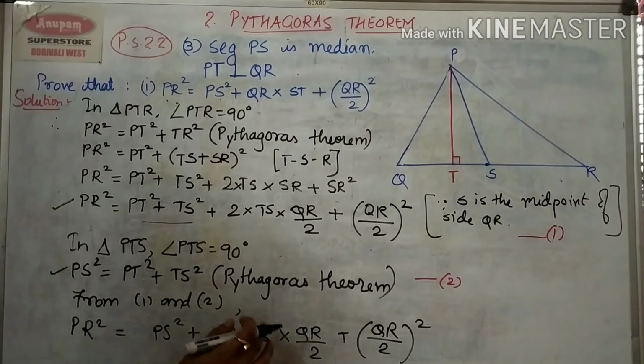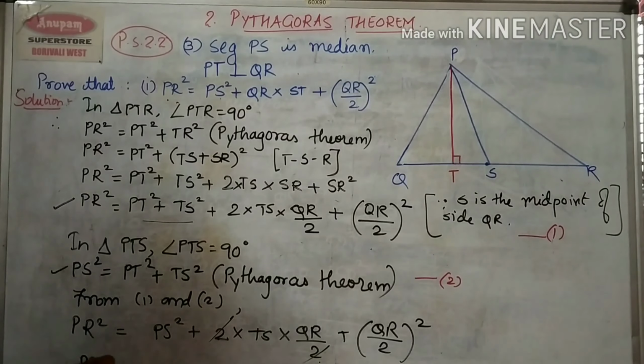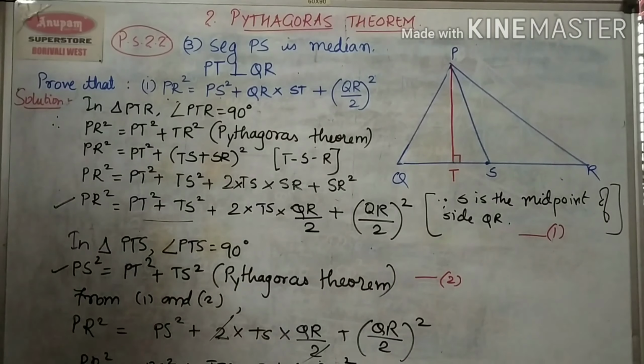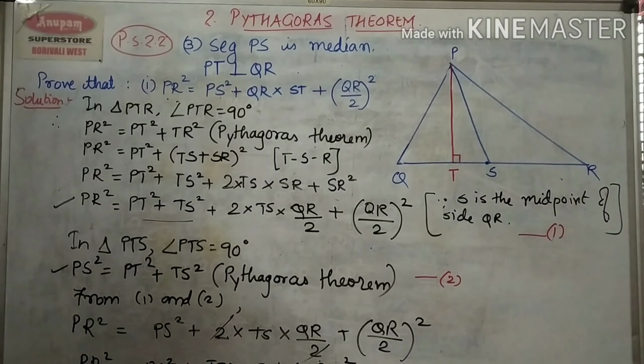Now just look here, we can cancel 2 and 2 here. Yes, and in the last step we get PR square is equal to PS square plus TS into QR plus QR upon 2 the whole square. That is what our question says. PR square is equal to PS square plus QR into ST plus QR upon 2 the whole square.